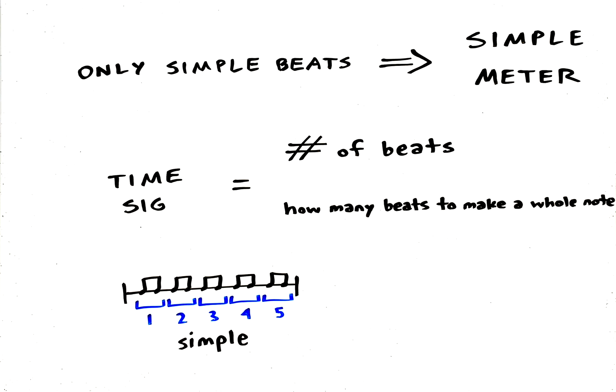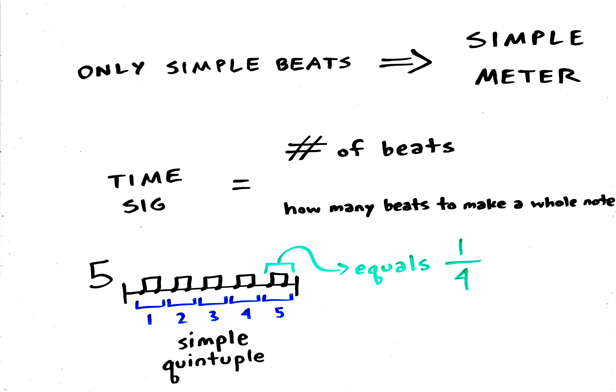There are 5 beats, making this simple quintuple meter. Since there are 5 beats, we write 5 as the top number in the time signature. Since each beat is a quarter note long, it would take 4 beats to make a whole note, so we write 4 as the bottom number. Therefore, 10 eighth notes in 5 groups of 2 is 5/4 meter.